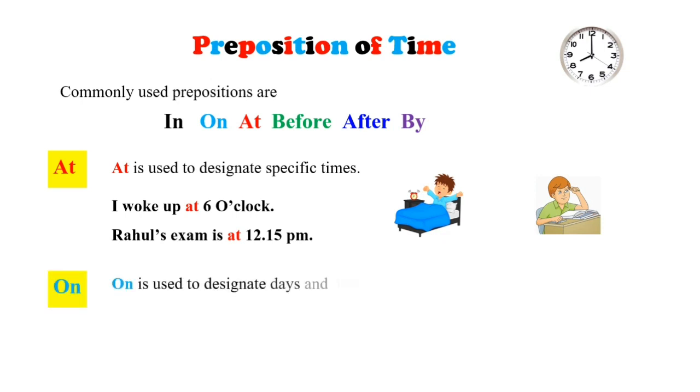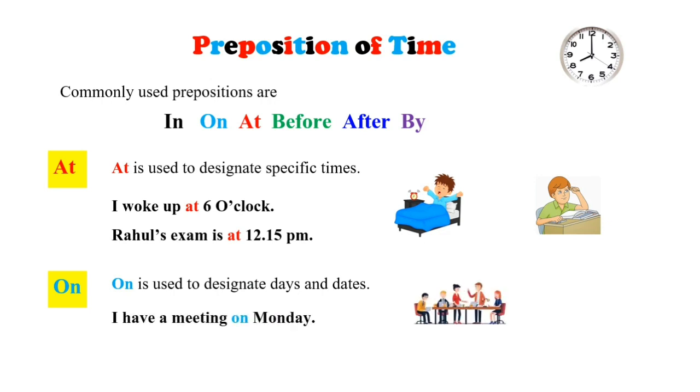Next, we are using on. The preposition on is used to designate days and dates. On is used as a preposition of time. Days means Monday, Tuesday, like this, and dates means 23rd July, 31st August, 2nd February, like this. So here you can say, I have a meeting on Monday.